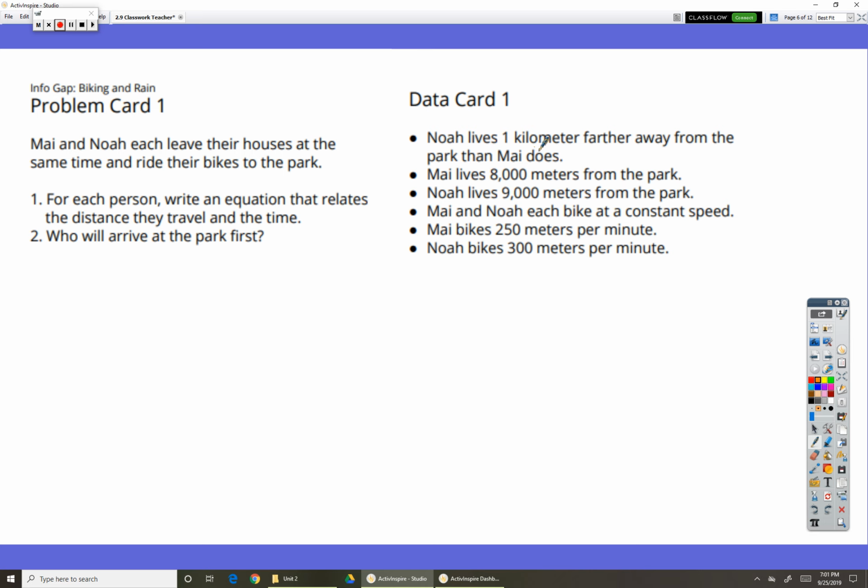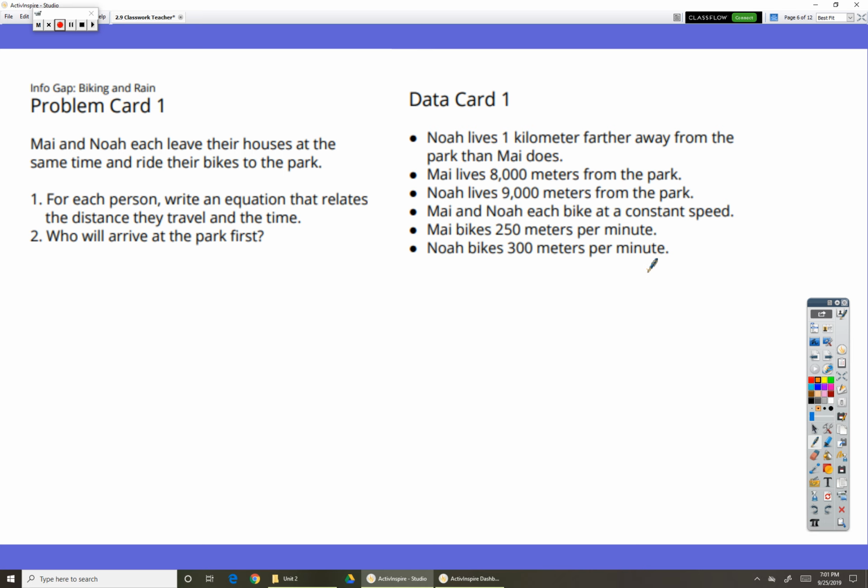Noah lives 1 kilometer farther away from the park than May does. May lives 8,000 meters from the park. Noah lives 9,000 meters from the park. May and Noah each bike at a constant speed. May bikes 250 meters per minute, and Noah bikes 300 meters per minute.